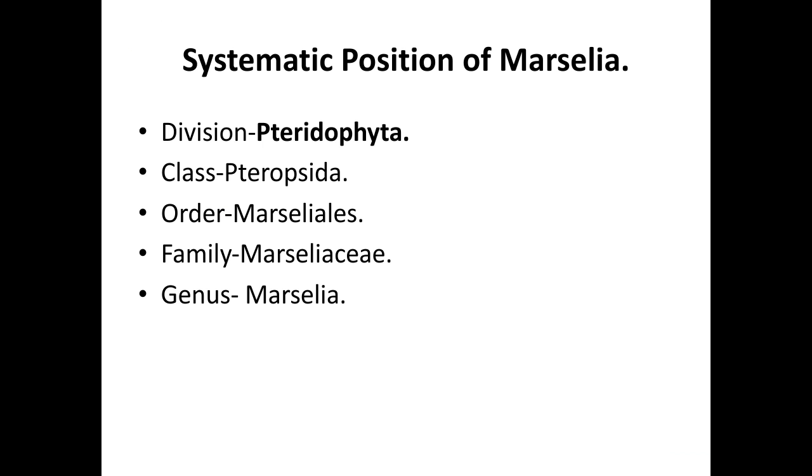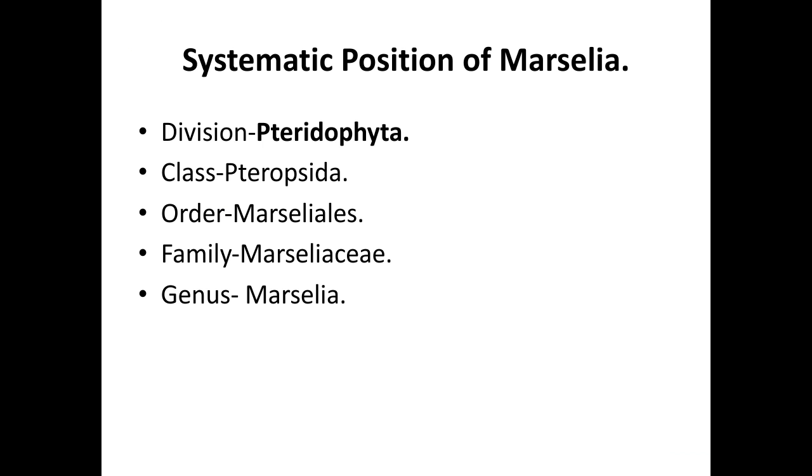Then genus Marsilea: leaflet with dichotomous venation and presence of parenchyma tissue in vegetative organs of the sporophyte. Then the presence of amphiphloic siphonostele in rhizome.